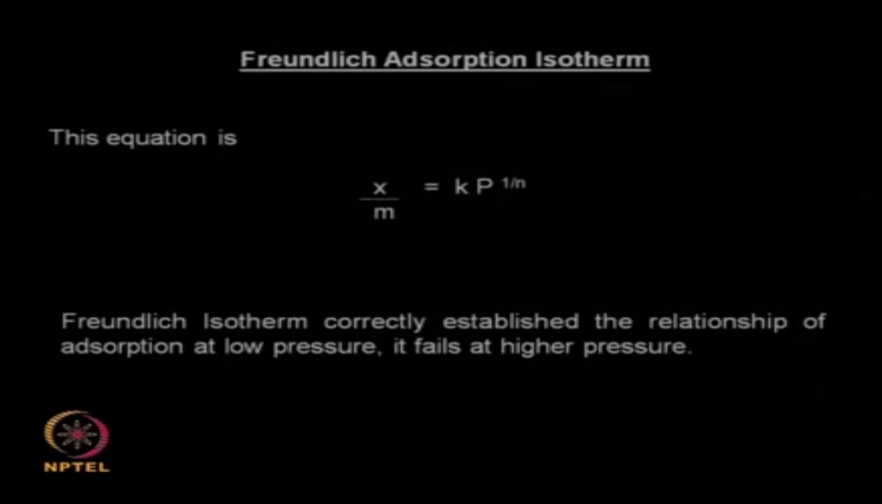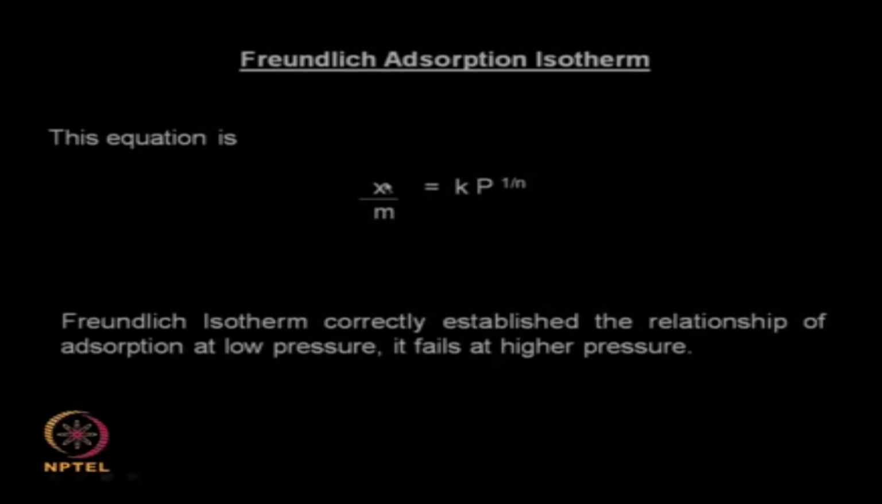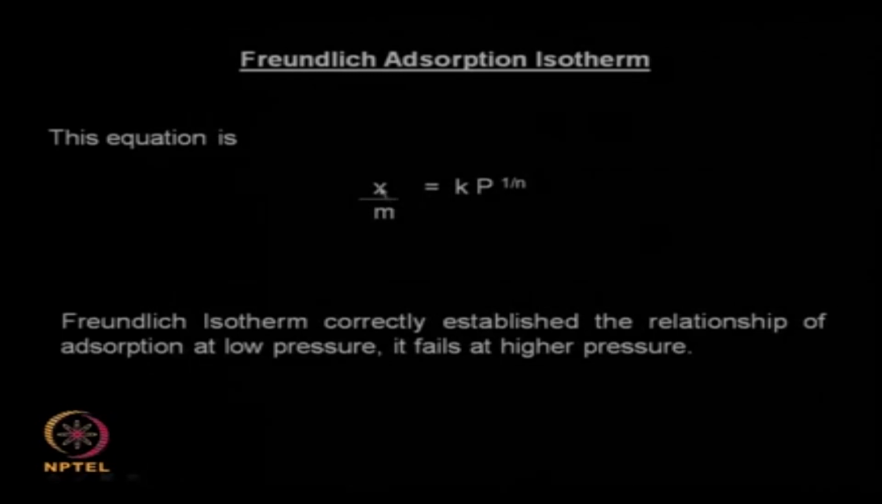Let us look at one of the adsorption isotherms, it is called the Freundlich adsorption isotherm. So the equation is x by m is equal to k p raised to the power 1 by n, or sometimes people use it as k p raised to the power n as well. P is the pressure, k is some constant, x is the amount of solute adsorbed in m amount of adsorbent. So this is solute by adsorbent.